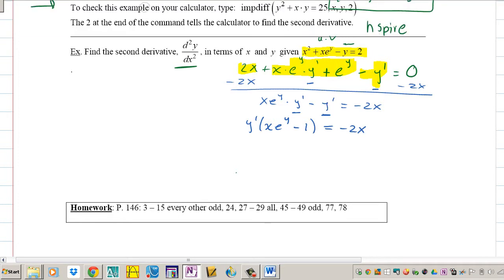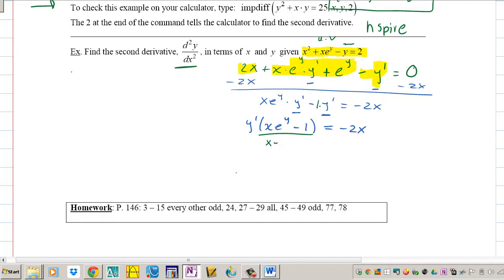Now let's talk about what happened here. This became a negative 1 because I have a negative 1 times y prime. So that's why a negative 1 survived. I've been seeing a lot of zeros or those things just disappearing. It doesn't disappear. It's being multiplied by 1.